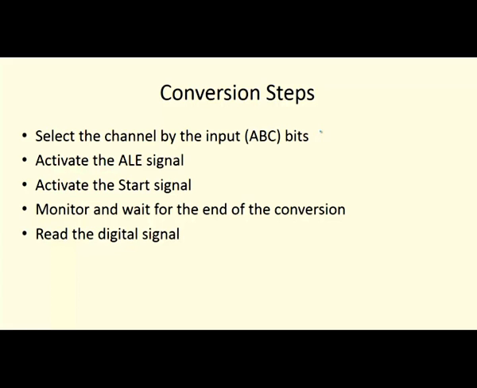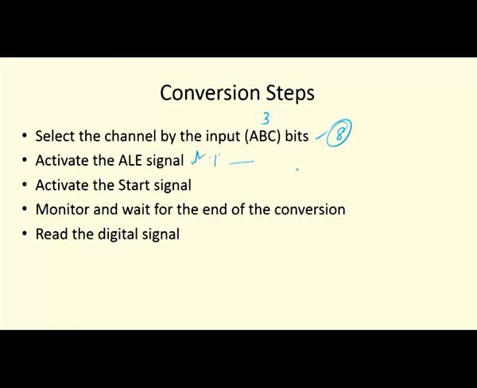So, first we have to select the channel by the input bits ABC. Because we have 8 channels, among the 8, whichever channel you want should be activated by using the 3-bit representations, ABC. After the channel is active, the input is ready. Input is ready means we have to start the process of conversion. Before that we have to activate the ALE. The ALE signal should be high.